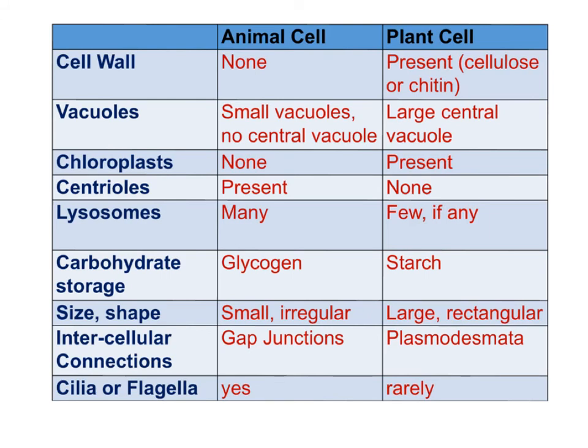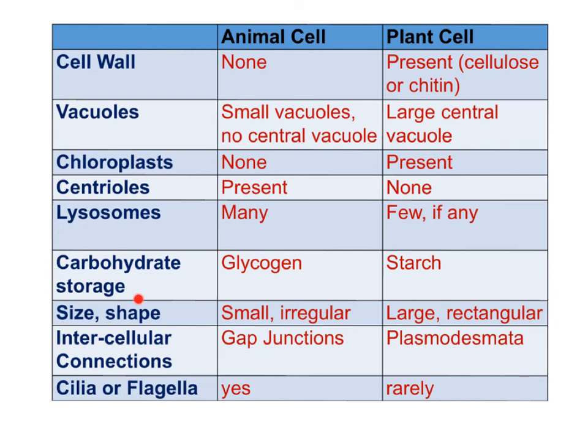Here's a comparison of animal and plant cells. Hopefully, much of what you find here would be review, but there are some differences that I have not emphasized through the course of this movie. Animal cells have many small vacuoles, no central vacuole, while plant cells have a large central vacuole. Animal cells have many lysosomes. As cells that would ingest organic molecules, they need lysosomes to digest those organic molecules. Plant cells, on the other hand, as autotrophs which synthesize organic molecules through photosynthesis, would have few, if any, lysosomes.